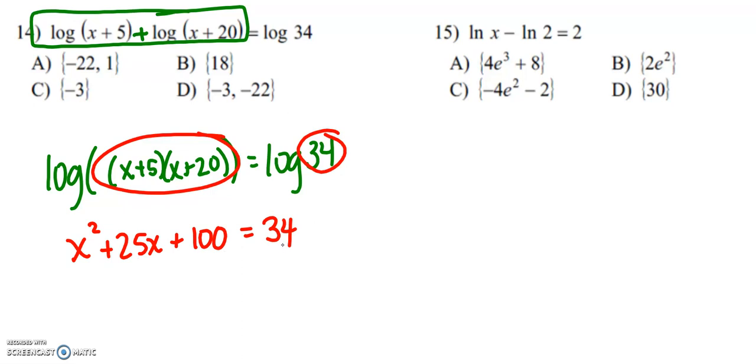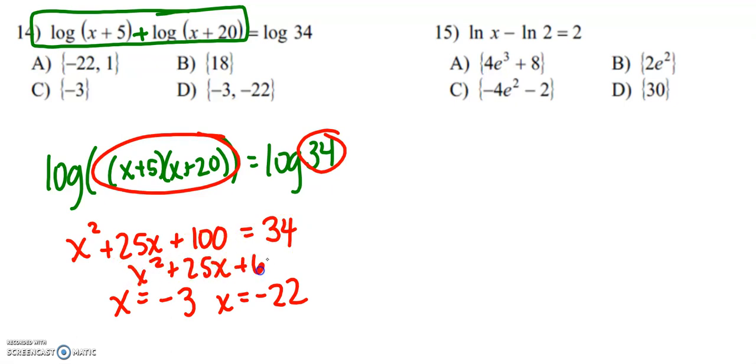And you can solve this lovely quadratic. You're going to end up with x equals negative 3 and x equals negative 22. Okay, because we would have x squared plus 25x plus 66 is equal to 0. But when you go through and you test those answers, it is only the negative 3 that works, because when you plug in negative 22, we would get negative 22 plus 5, which is negative 17, and you can't have that as an input for a logarithm.